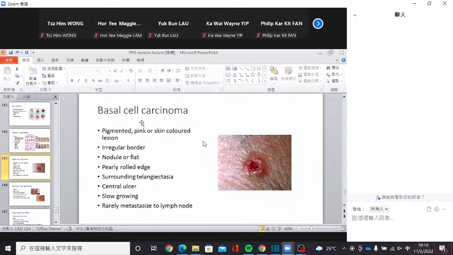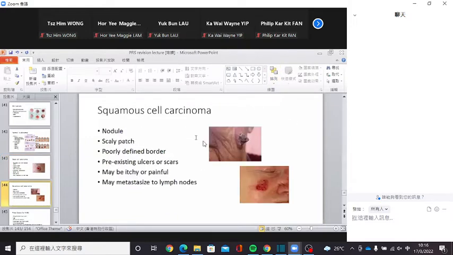So basal cell carcinoma, this is a very classical appearance of it. They are most likely pigmented, pink, or skin-colored lesions. They have an irregular border. They could be nodular, but sometimes they could be flat, a patch of discoloration. They have a pearly rolled edge with surrounding telangiectasia and a central ulcer. Most of them are slow growing, so the lesion could be there for a few years even, and they rarely metastasize to neighboring lymph nodes.